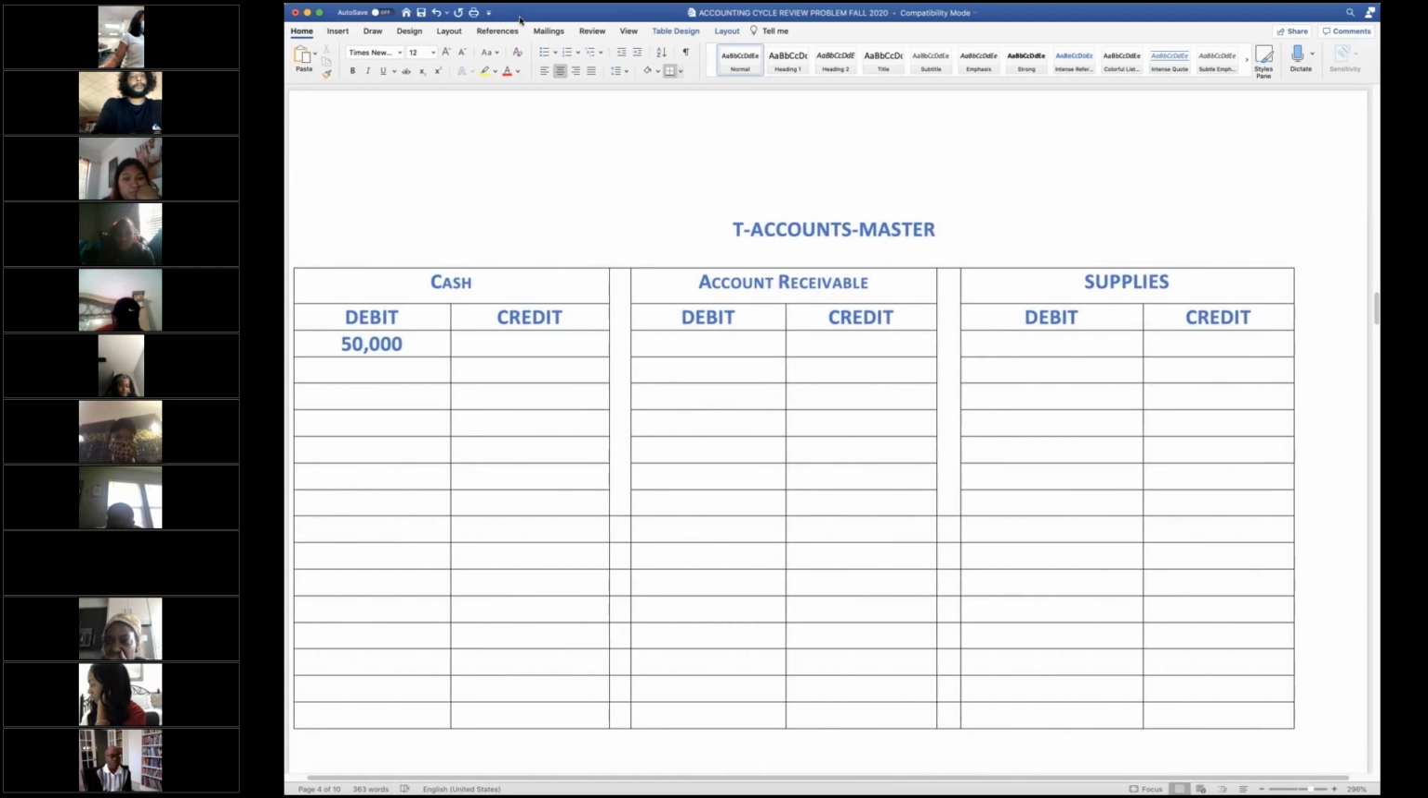Dr. Boyd, to get the total, are we subtracting debit from credit or credit from debit? Like when we do the T accounts, aren't we supposed to total up everything, right? Mm-hmm. After we get one side for debit and one side for credit, we combine them together by subtracting. Let's do cash.